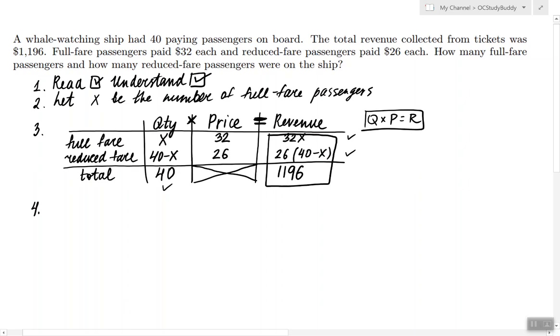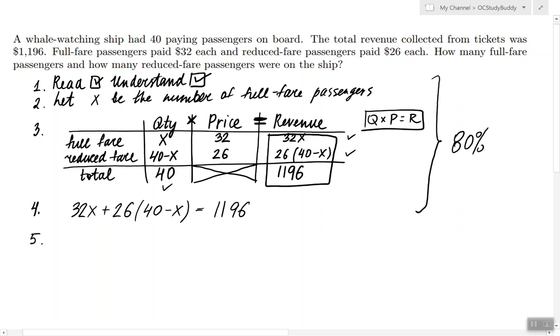So what is the relation between the revenues? The total revenue is equal to the revenue from the full fare plus the revenue from the reduced fare. And that gives us the desired equation in one variable, which we can solve. So solving is the easiest part. So again, I want to remind you that 80% of your solution should be focused on the first 4 steps. Now solving can be done by hand or by using computer.